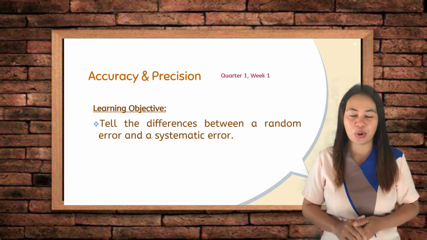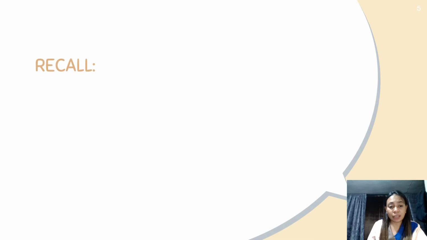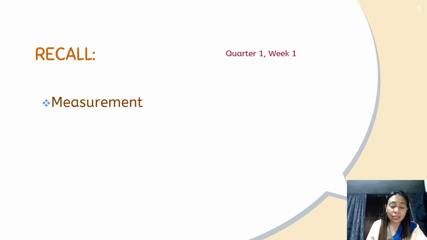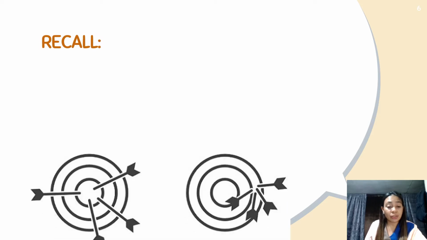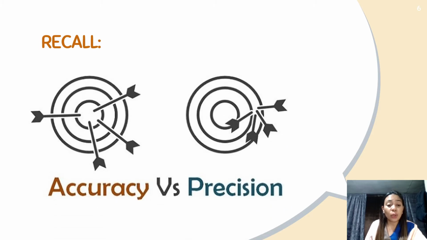Last time, in our previous lessons, we discussed measurements, the different types of units, and how to convert those units from one to another. We also discussed the differences between accuracy and precision. It is very important for us to recall the differences between accuracy and precision, because we will be using this information.